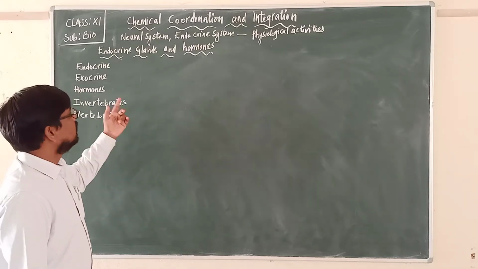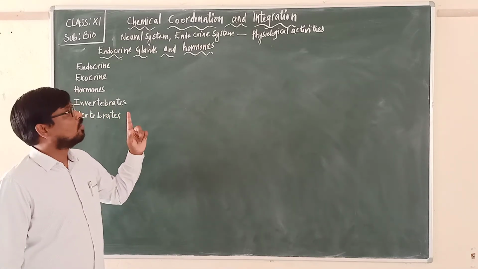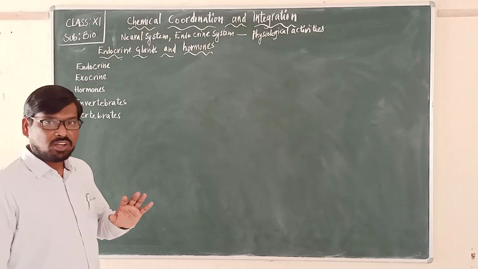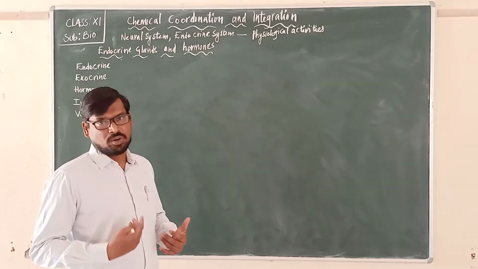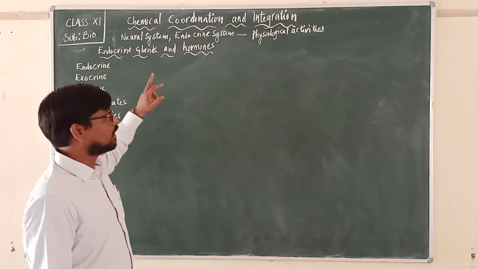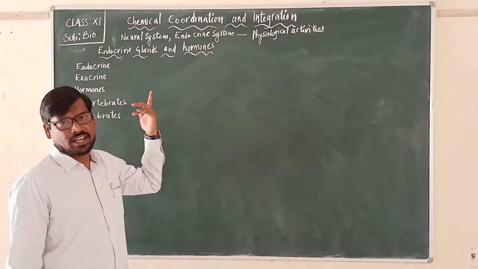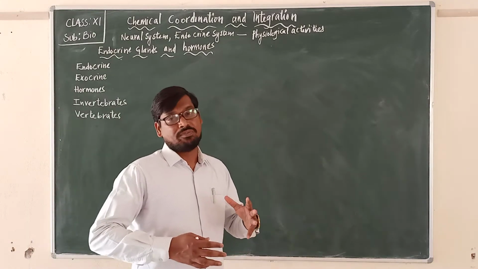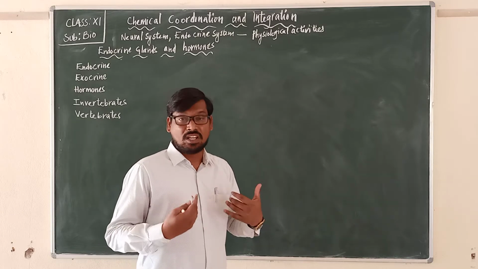Hi everybody. In this video we are going to discuss chemical coordination and integration. As we all know, there are different types of systems in our body. One of the major important systems is the nervous system, which we also call the neural system. The neural system controls and coordinates various physiological activities in our body.